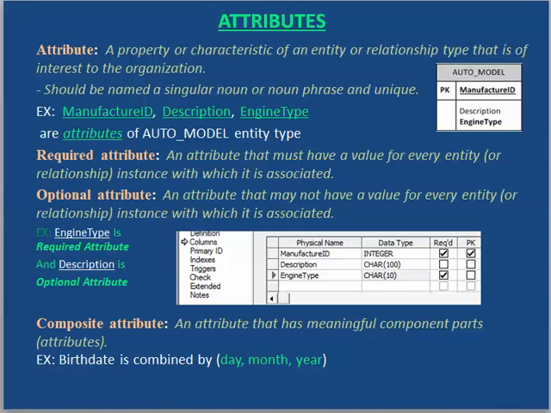We have different types of attributes. The first one is required attribute: an attribute that must have a value. Optional attribute: an attribute that may not have a value. Look at the example. For the entity type, manufacturer is a required attribute and description is an optional attribute.